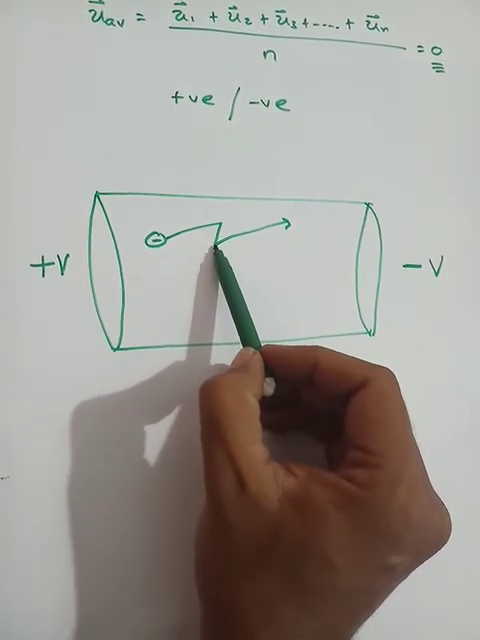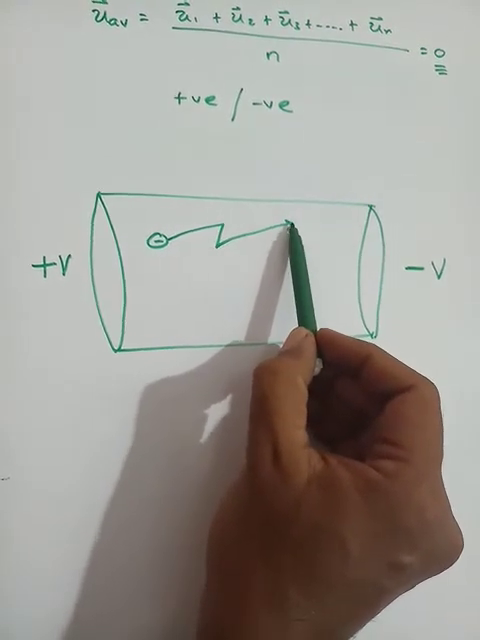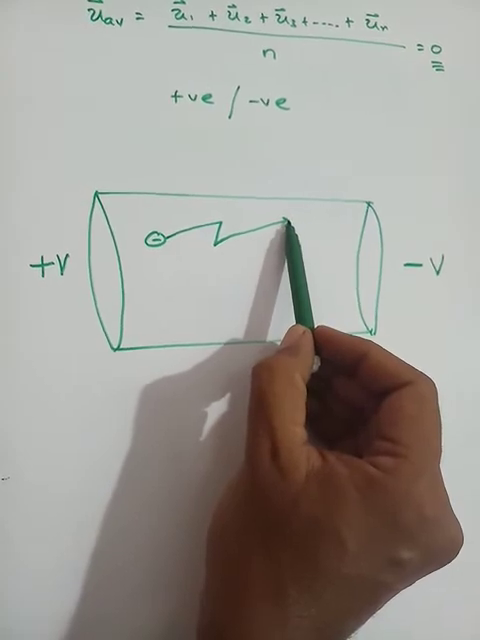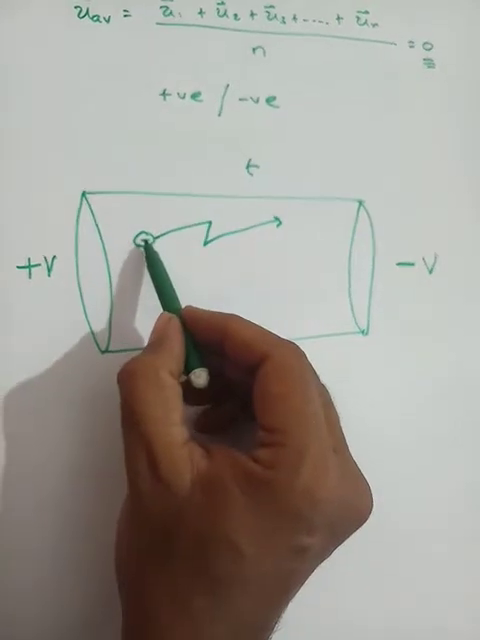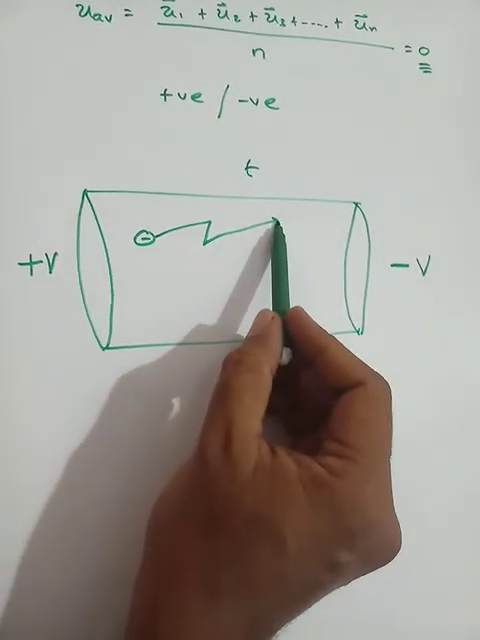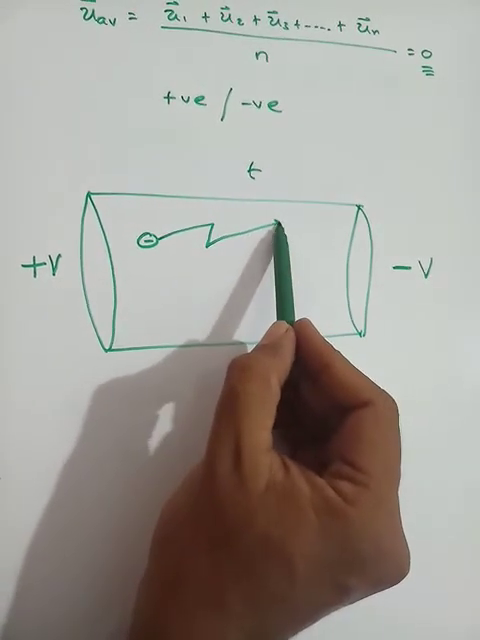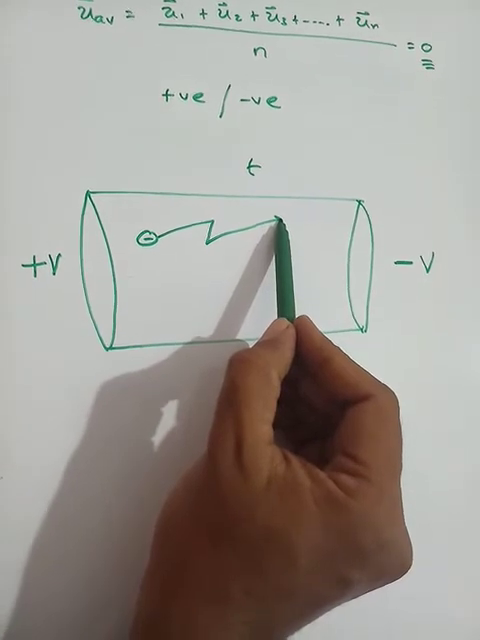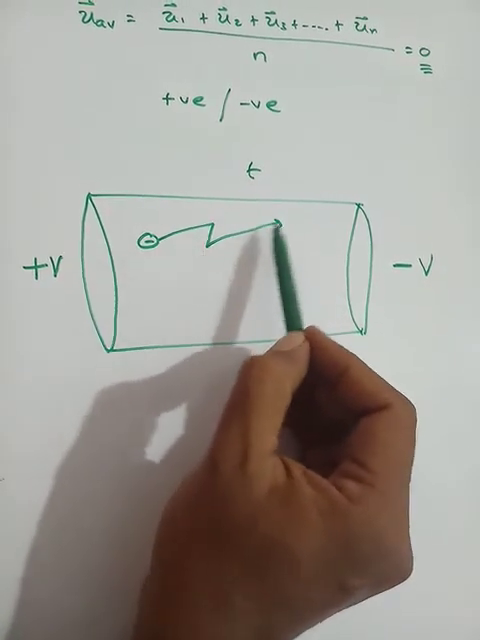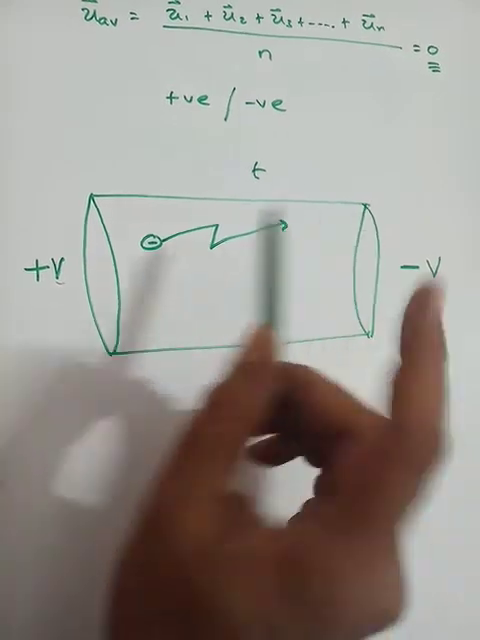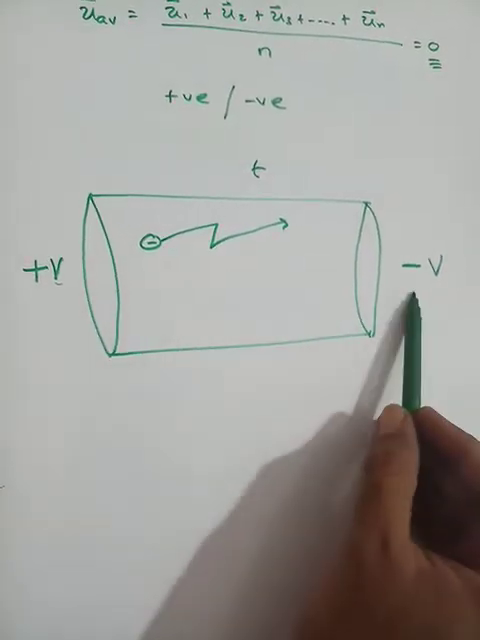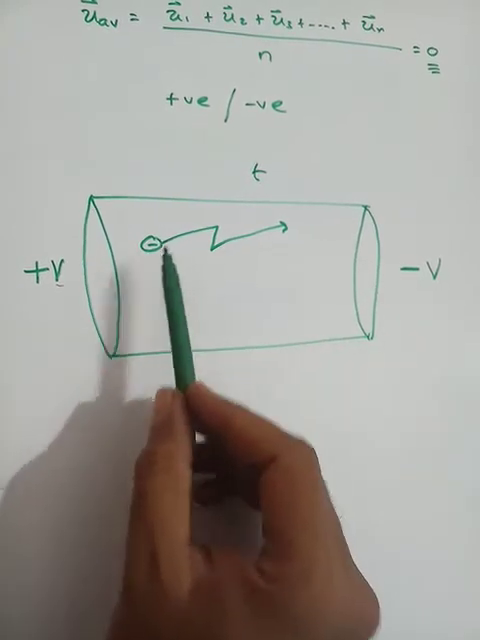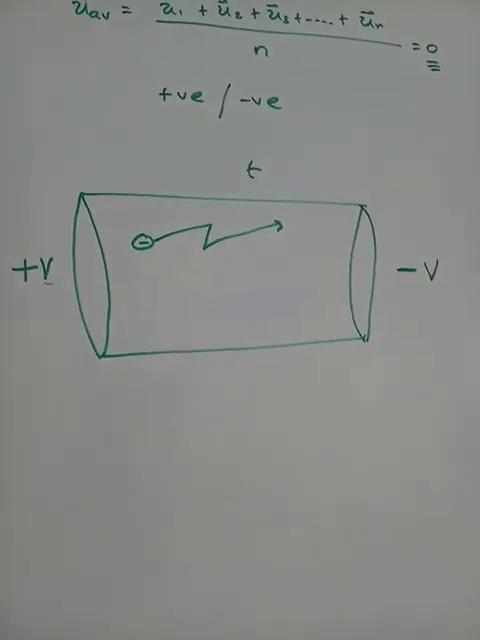Here it again collides and again changes its path. And suppose in time t, it starts from this point and it ends its motion at this point. During time t, it has reached this. Now this is the path of the electron when the potential difference is not applied. Now, if the potential difference gets applied, what will happen to the path of this electron?